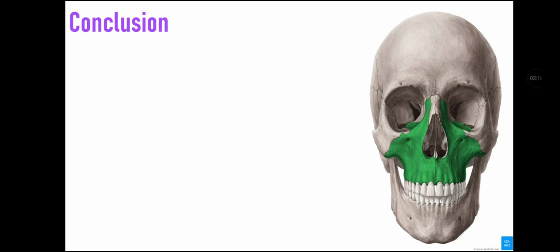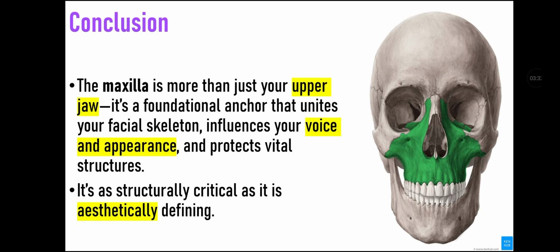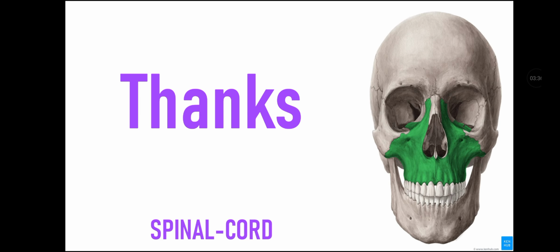Now let's talk about the conclusion of this lecture video. Maxilla is more than just your upper jaw. It's a foundational anchor that unites your facial skeleton, influences your voice and appearance, and protects vital structures. It is structurally critical and aesthetically defining. And this was all about maxilla.